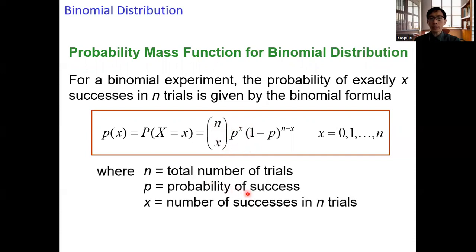The probability of success is denoted by p. We have x successes. So the probability of getting x successes is p to the power x. And then the remaining n minus x trials are failures. So the probability of getting n minus x failures is 1 minus p raised to the power n minus x.